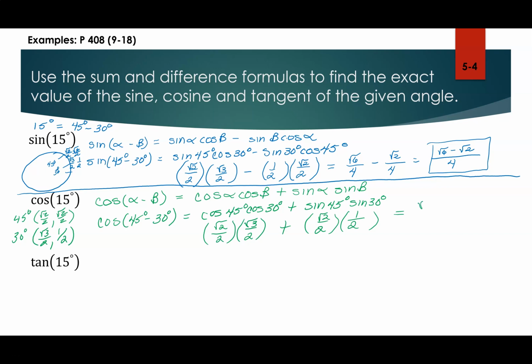Multiplying root 2 times root 3, root 6 over 4 plus root 2 times 1 over 4. Notice how similar the answers are. This is going to happen a lot. So we get root 6 plus root 2 over 4 for cosine of 15.